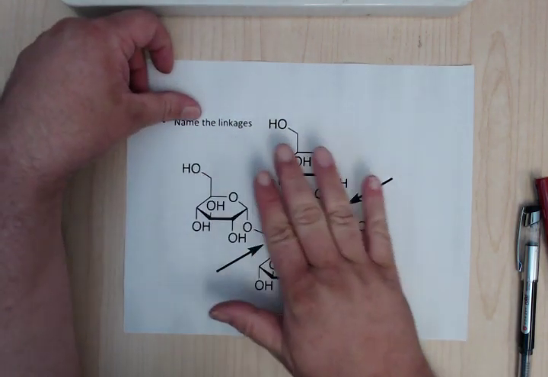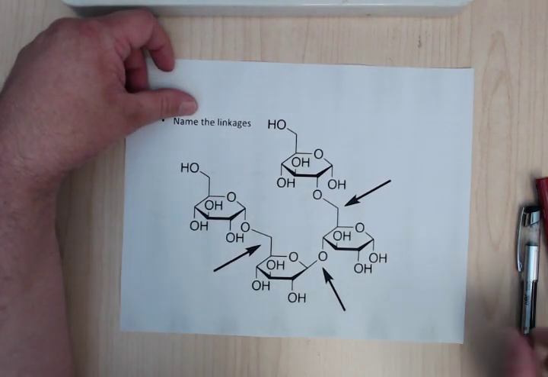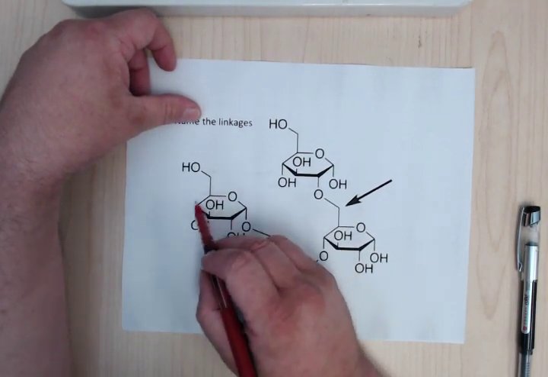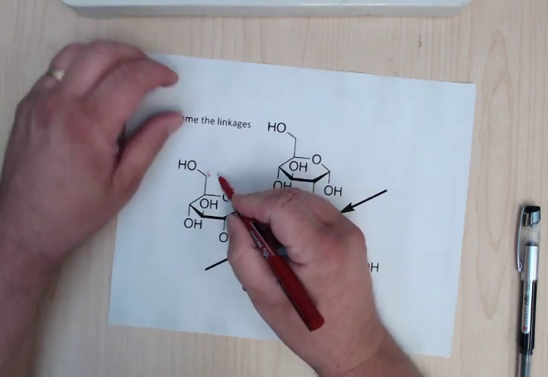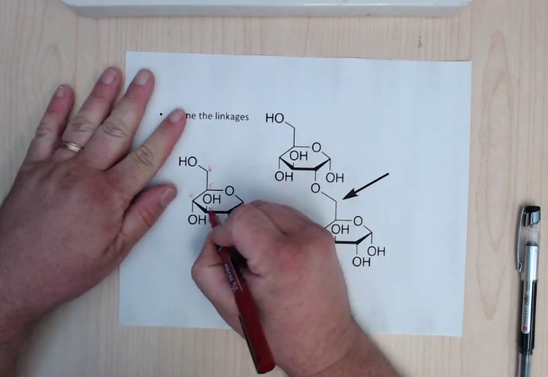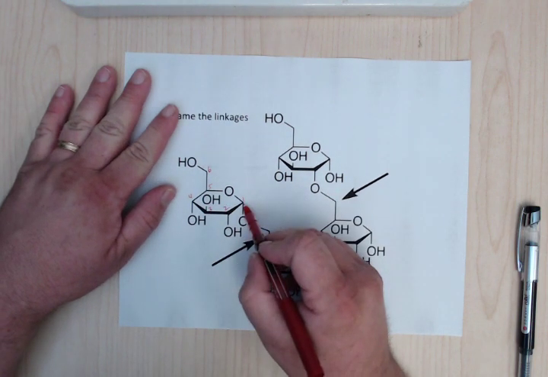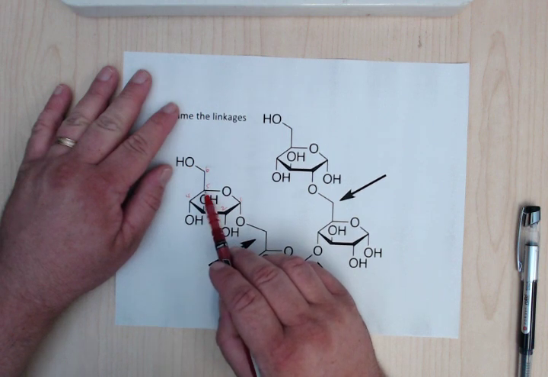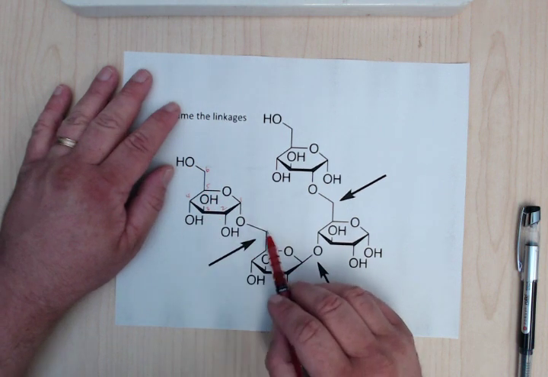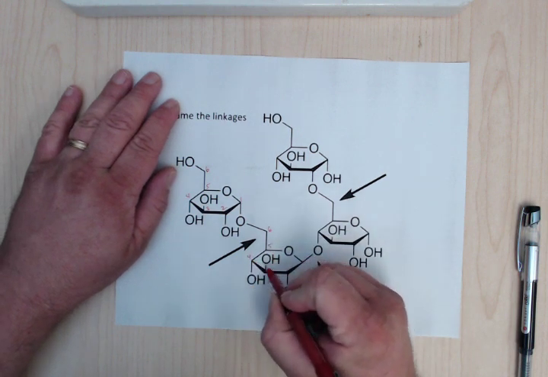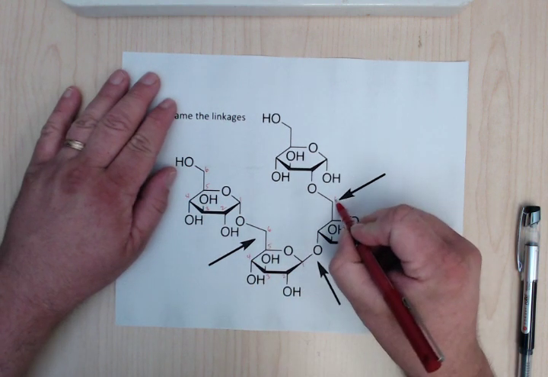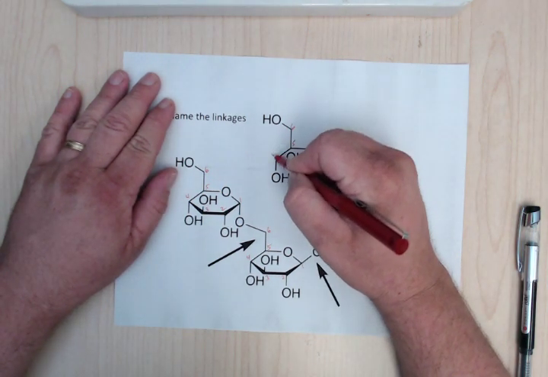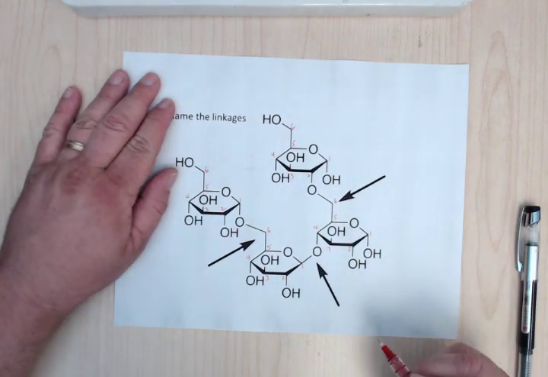Okay, so for this one, the first thing we have to do for naming the linkages is get those numberings in. We have a 6-carbon sugar, a 6-membered ring, so that makes this 6. So we're going to go 6, 5, 4, 3, 2, 1. If you get to this point and it's not 1, something's gone wrong. Most likely what's happened is you've missed this carbon here. So for here, it's going to be 6, 5, 4, 3, 2, 1. And again for the others, 6, 5, 4, 3, 2, 1.